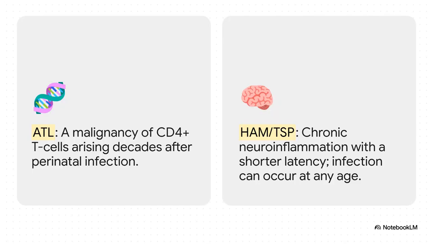Now, it's important to remember that only a small percentage of carriers actually get sick. But for those who do, the outcomes are just worlds apart. On one side, you've got adult T-cell leukemia/lymphoma, or ATL. This is a full-blown cancer of CD4 plus T cells, and it often takes decades to show up after someone was infected as a baby. Then on the complete other side, you have HAM/TSP. This isn't cancer, it's a chronic inflammatory disease of the spinal cord, and it's all driven by the body's own immune response to the virus. And this can pop up much, much sooner.